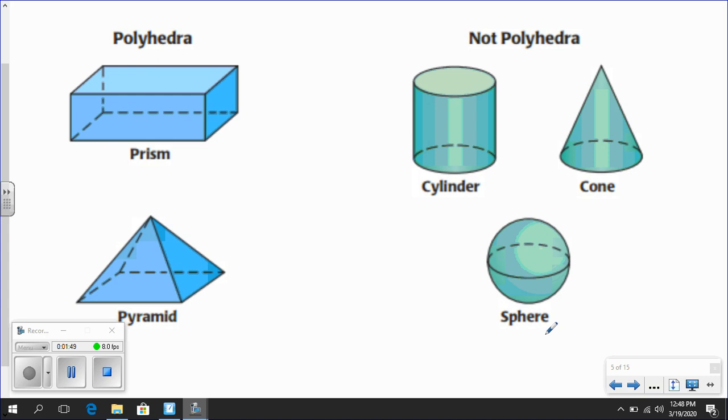If you remember from a couple slides ago, we talked about how a circle is not a polygon, and if you look, we have a circle, and a sphere is a 3D circle. So that's why those are not polyhedrons.